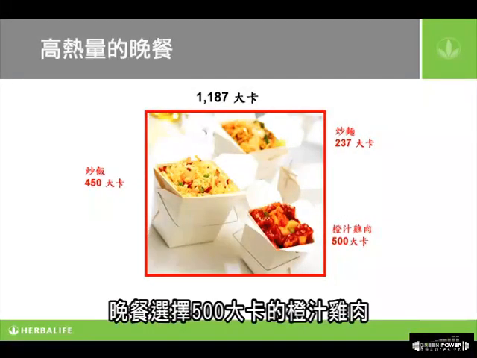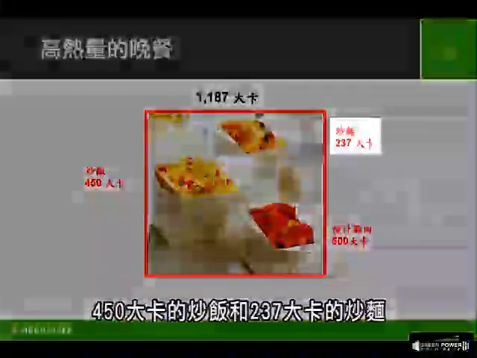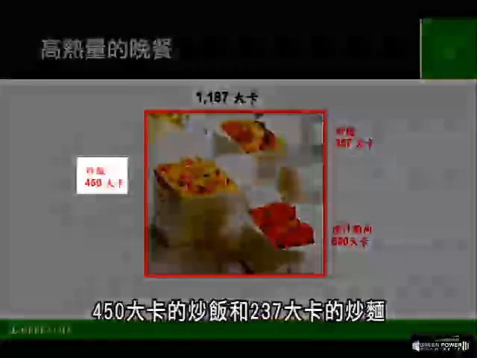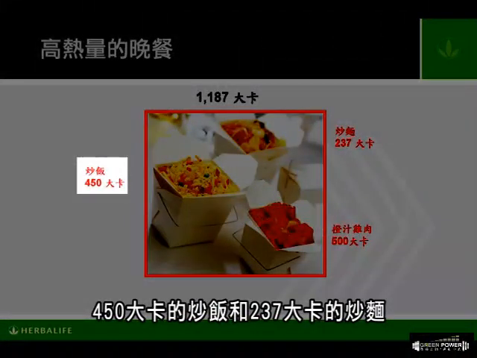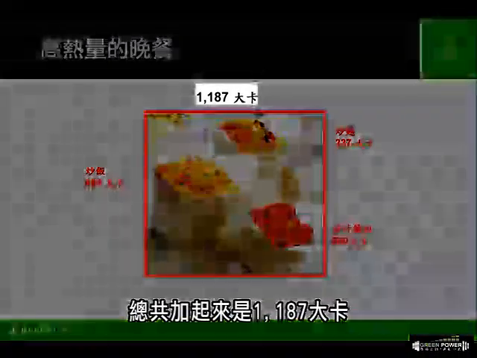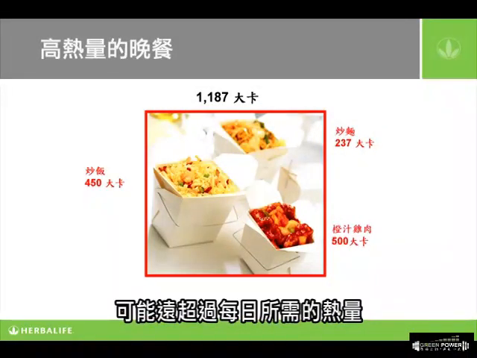For dinner, you pick up some orange chicken with its 500 calories, a cup of chow mein with its 237 calories, and fried rice with its 450 calories, all totaling 1,187 calories. Again, these calories add up, and you could be well over your daily caloric allowance in just one meal.